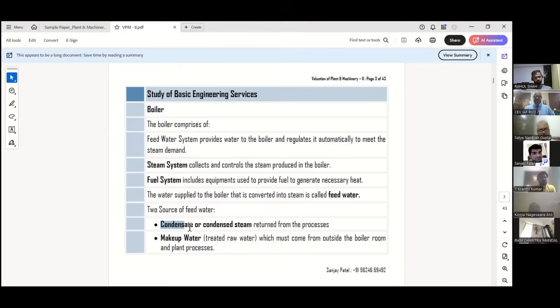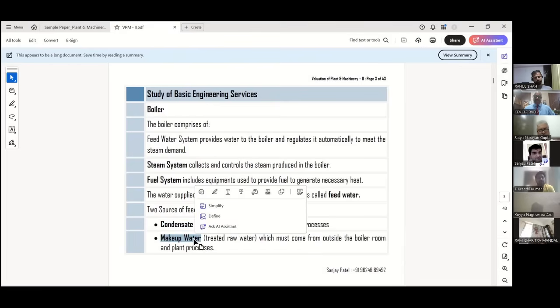Now, makeup water and condensation systems. Condensation systems means from the turbine, after the vapor strikes the turbine, the turbine rotates, electricity is generated, and it is again recollected, cooled down, and converted into water again, and fed to the boilers. So a cycle keeps rotating.